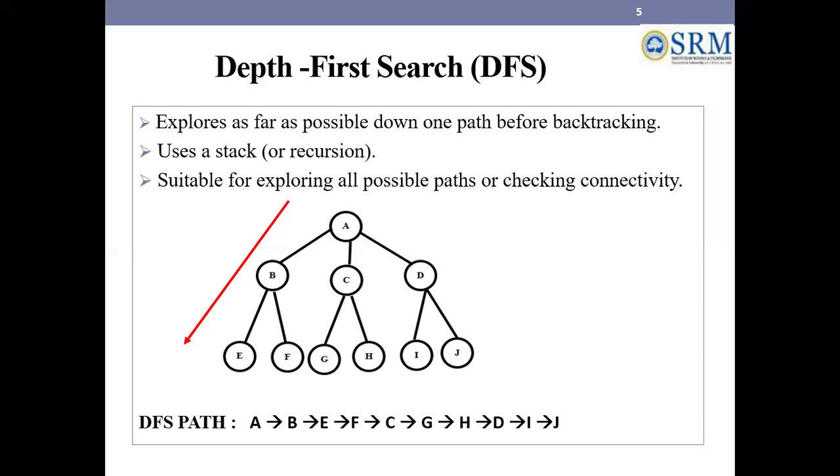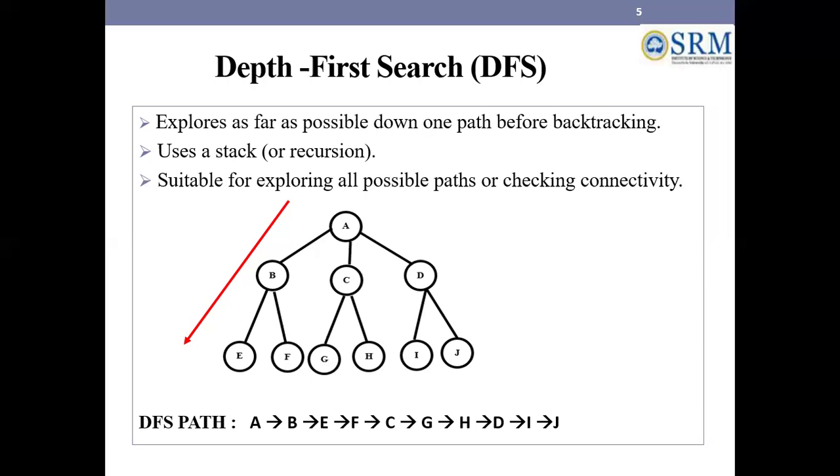From A to B, visited. And from B, visit the first adjacent node. So there are two adjacent nodes, E and F. Visit the first adjacent, that is E. Now A, B, E is visited. Now from E, we can't explore.